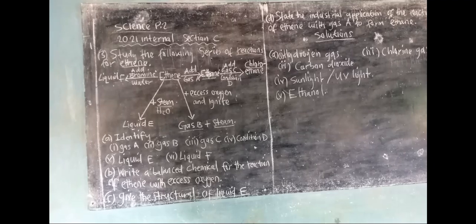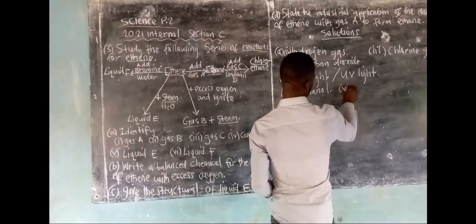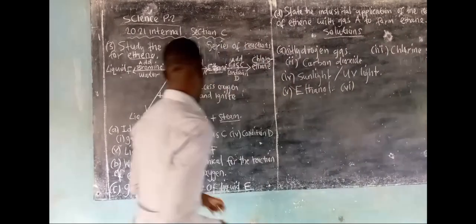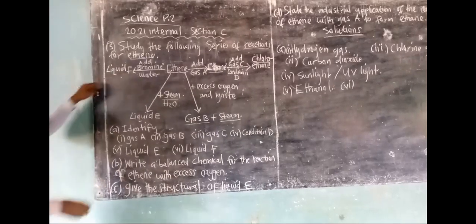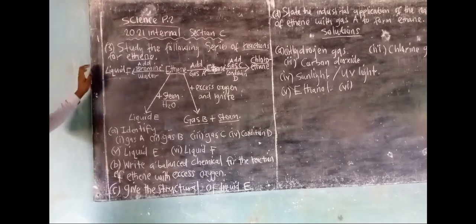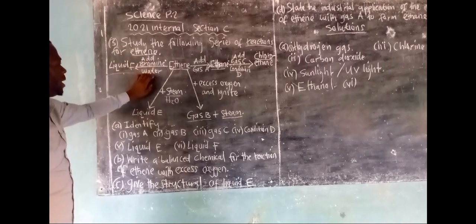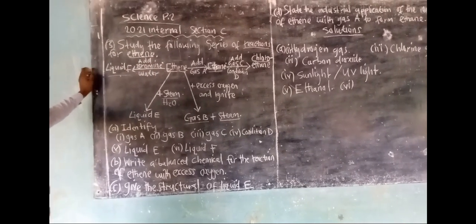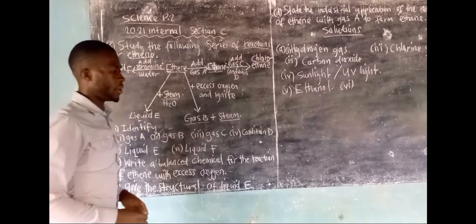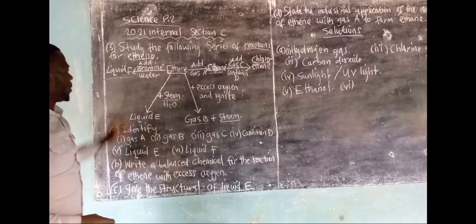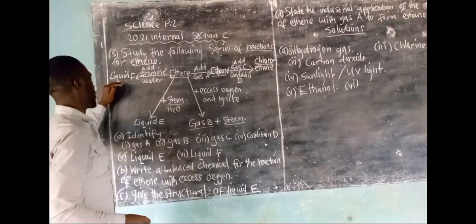We move on to 6. Okay, 6. They are looking for liquid F. So where is liquid F? It is here. So this is another addition reaction of ethene with bromine water. This is actually the reaction which they use to differentiate alkenes from alkanes. So when bromine water is added to ethene, it gives liquid F.